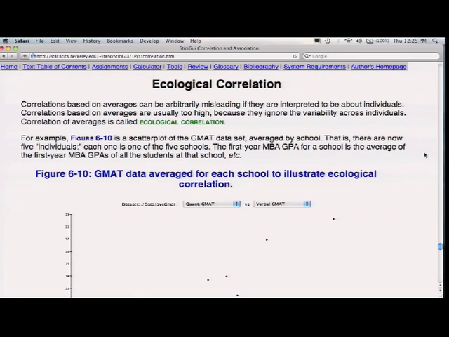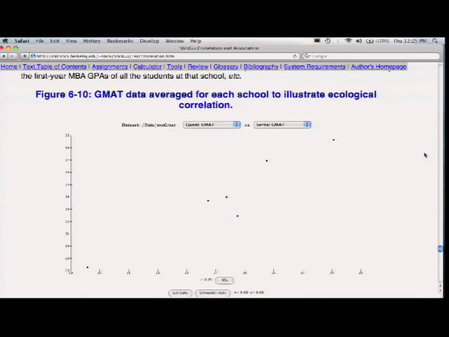What happens if, instead of looking at the 913 students as individuals, we take 5 averages, the average for school 1, 2, 3, 4, 5? Remember, there were 5 business schools involved. We look at the correlation coefficient for those 5 averages. It's 0.95, huge in comparison. Typically, when you compute a correlation coefficient for averages of groups of people instead of for the individuals, it goes up. It doesn't have to, but that seems to happen in most cases.